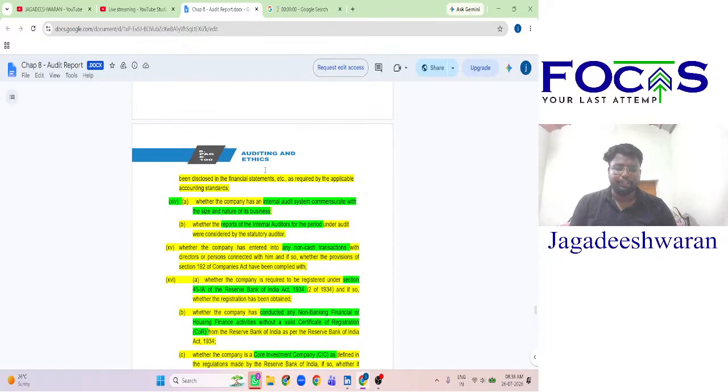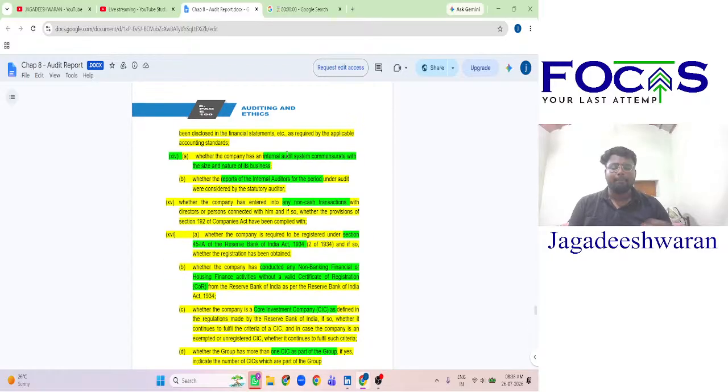So whether the company has entered into any non-cash transactions with directors or persons connected with him. If so, whether the provisions of Section 192 of the Companies Act have been complied with. So any non-cash transactions that we have entered into with the director or any persons connected with the director. Okay. So whether the provisions of Section 192 of the Companies Act have been complied with or not. So clause 15 is non-cash transactions with the director or any other person connected with him, and if so, whether we have complied with Section 192 of the Companies Act or not. Those details we have to provide.